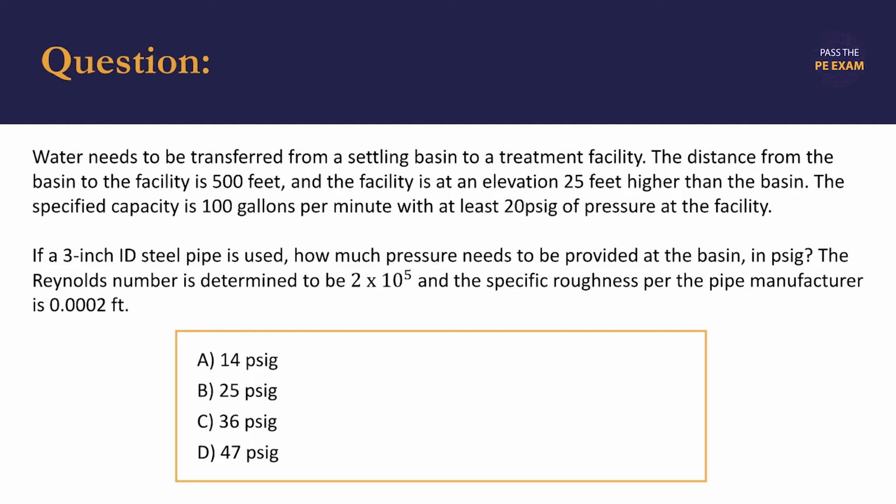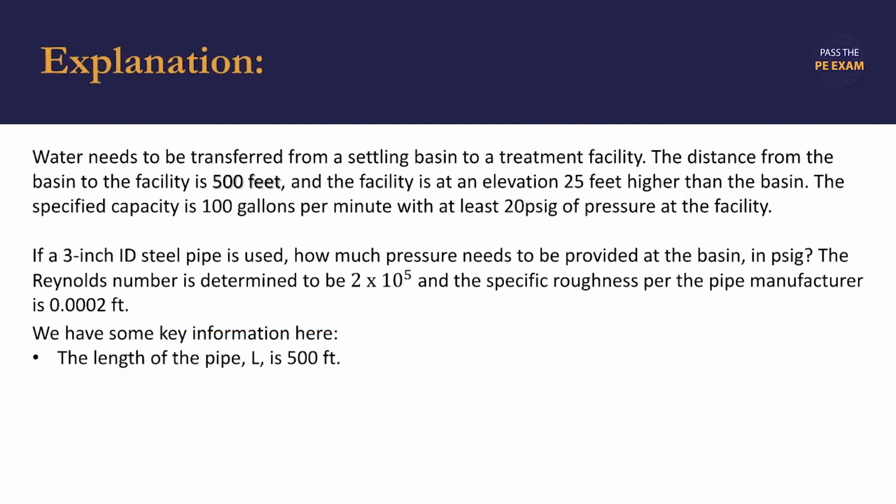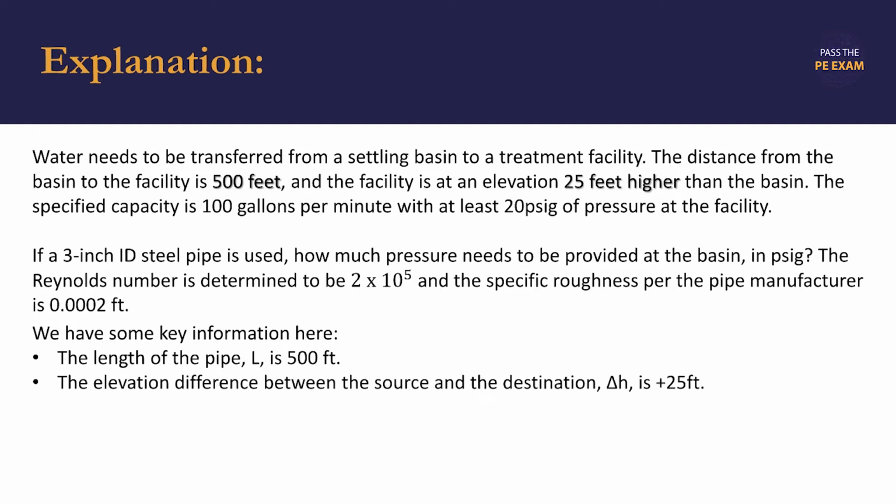So having eliminated one of those 4 answers, we can now get started on this problem, and we should start by annotating the key information. So first, the total length of the pipe is 500 feet. We can assume that this includes the amount of pipe required for that 25-foot elevation gain, and we will call this L. Second, the elevation gain between the source and the destination is positive 25 feet, and we will call this delta H. The specified capacity of the pipe is 100 gallons per minute, and we will call this Q.